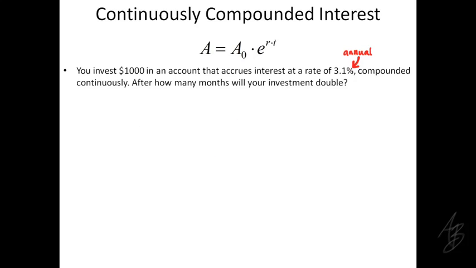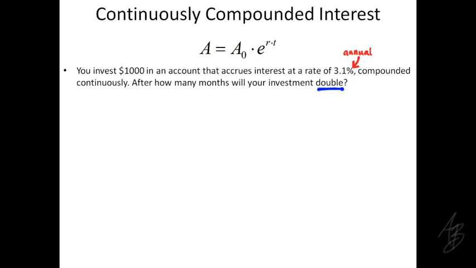One particular example: we're going to invest $1,000 in an investment that accrues interest at a rate of 3.1% annually, compounded continuously. And we want to know how many months it's going to take for our investment to double. This doubling question is a common one with investments. It's kind of obvious why, I think. We want to know how long it's going to take our investment to double.